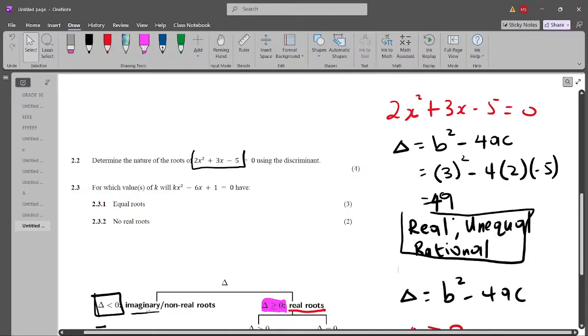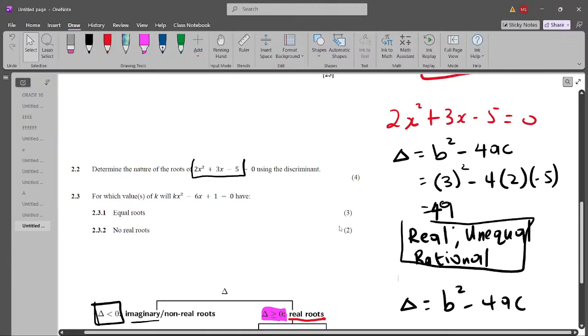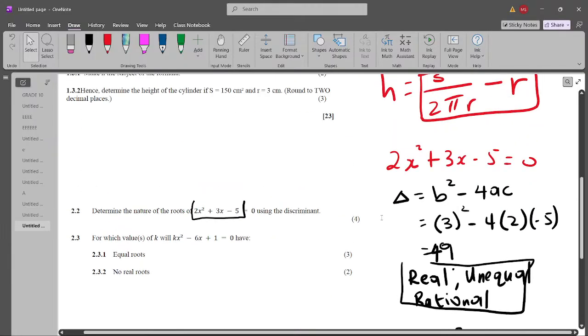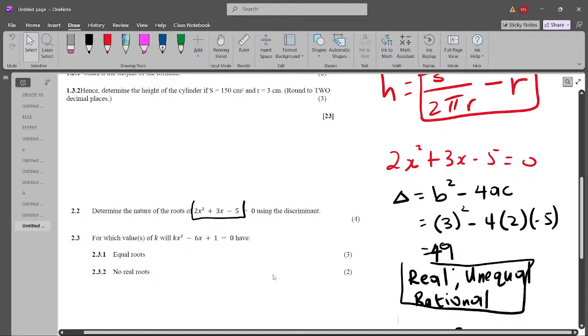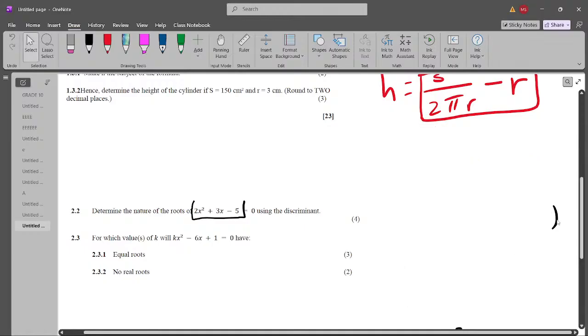Okay, and then let's go to 2.3. Now we have two people watching. I don't know why the numbers keep fluctuating, or maybe people are also having connectivity issues like myself. But it's fine. Let us go to 2.3.